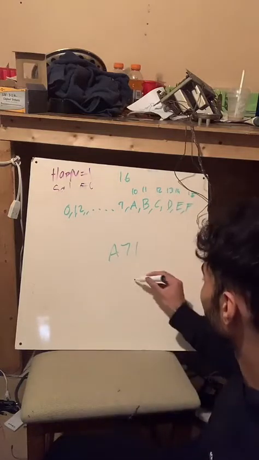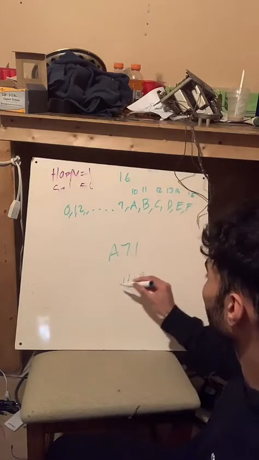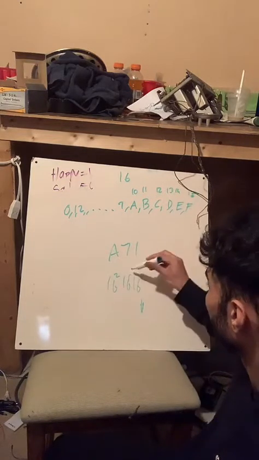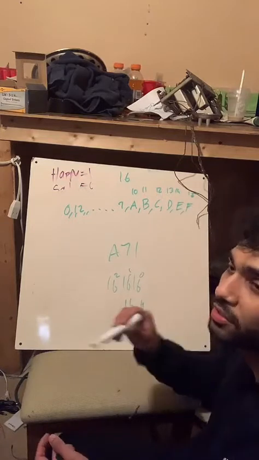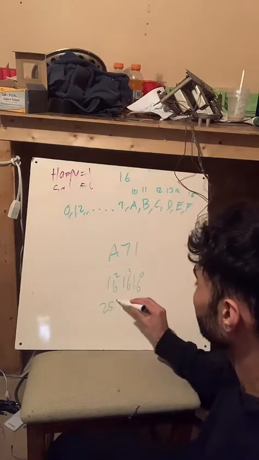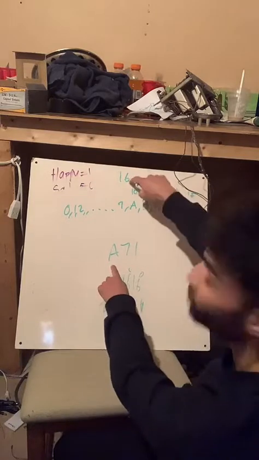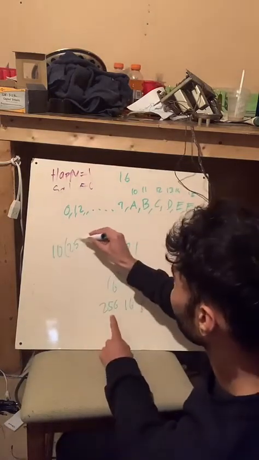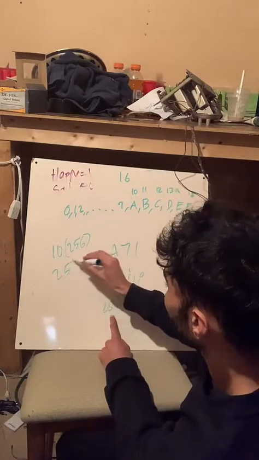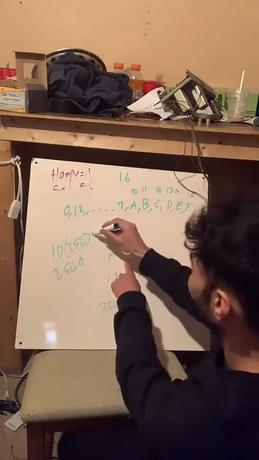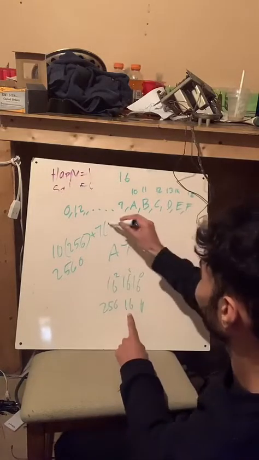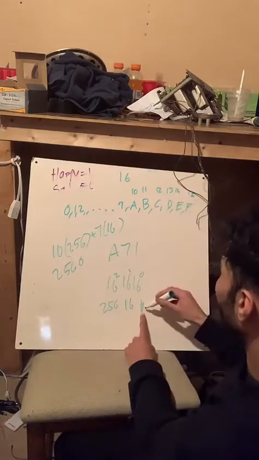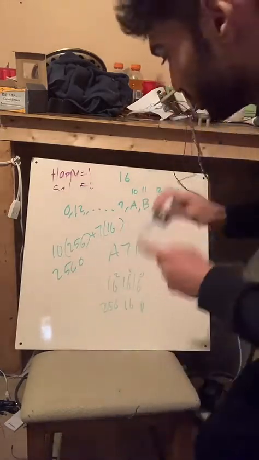So let's do A, 7, 1. We have 16. This is 16 to the 0, 16 to the 1, 16 to the 2. This is just 1. What's 16 to the 1? 16. 16 to the 2? 256. So let's take our A. We know A is represented as 10. So I'm going to take 10, multiply it by 256, and that's 2560. Then I'm going to take 7, multiplied by 16. I'm not going to do that, but we add that, and then we do 1 times 1. So you see that.